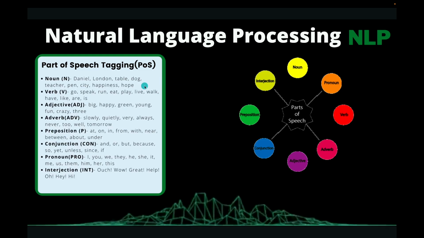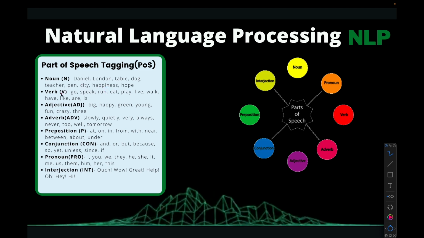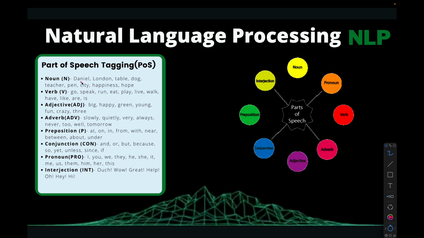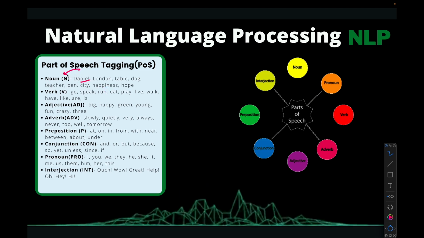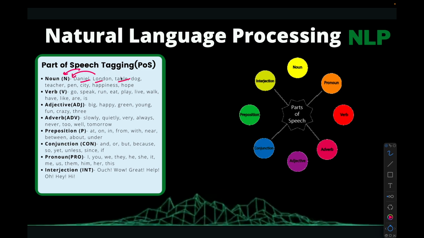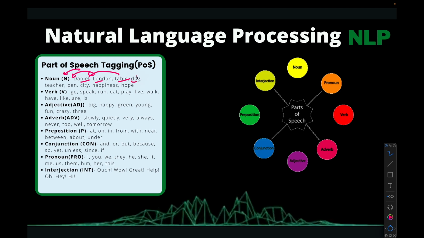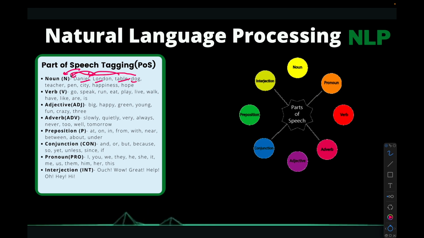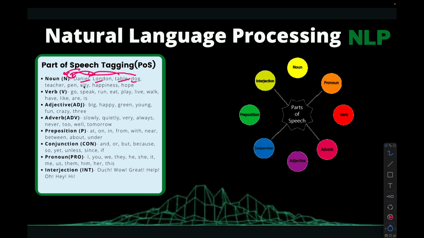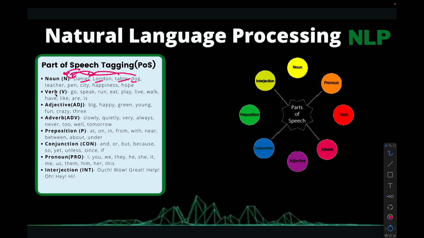These are examples of the words that are associated with each part of speech. For instance, Daniel, which is a name, is a noun. London, which is a place, is a noun. Table, which is a thing, is a noun. Dog, which is an animate thing, is also a noun. Things like teacher, parent, city, happiness, hope are nouns.